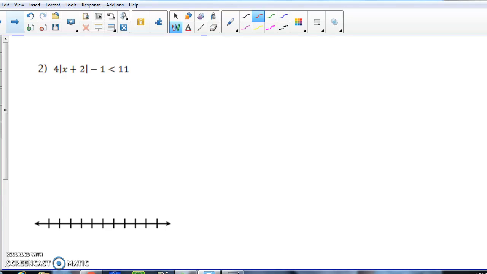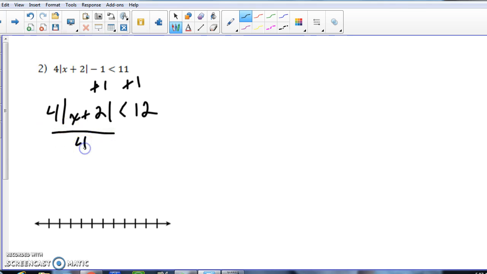Okay, look at that second one. Now, like we said previously, I cannot do anything with this until I get absolute value by itself. It's not by itself. So I definitely have work to do. So my first step is going to be to add the 1. And then remember, I can't distribute that 4. To get rid of it, I have to divide by it. So now I look like the absolute value of x plus 2 is less than 3.